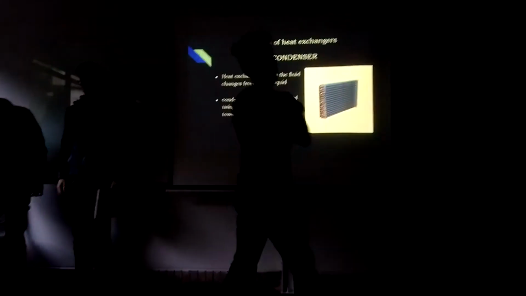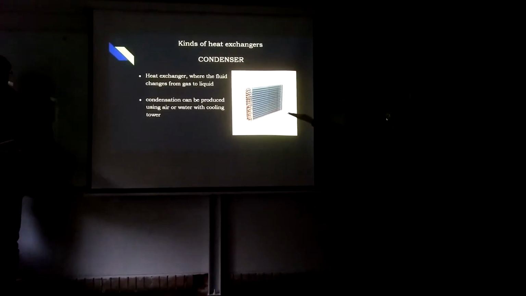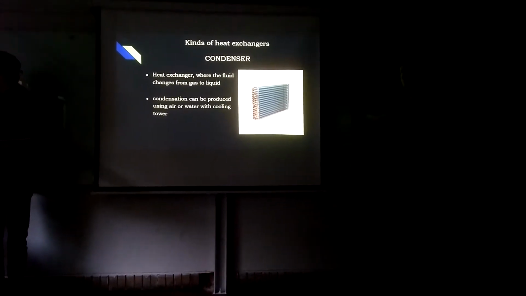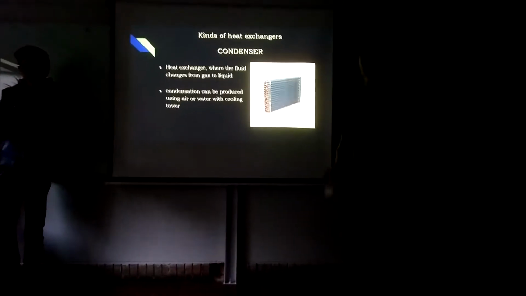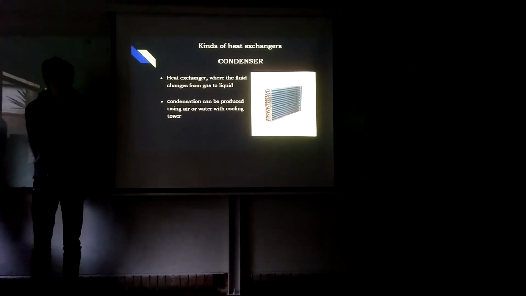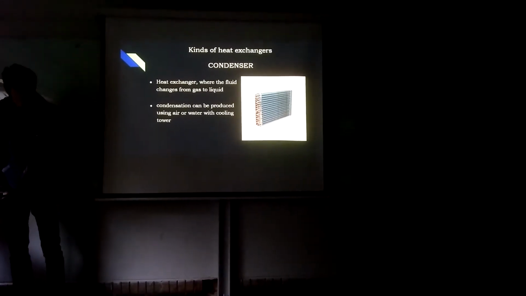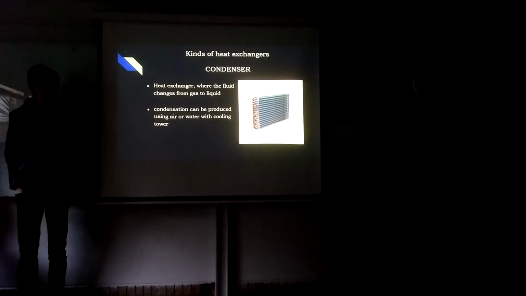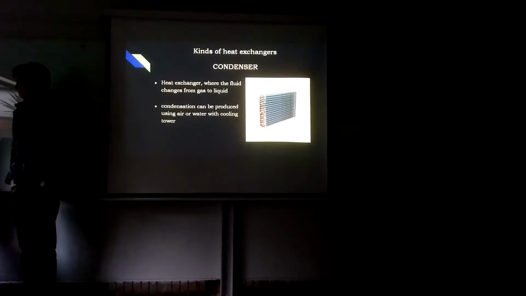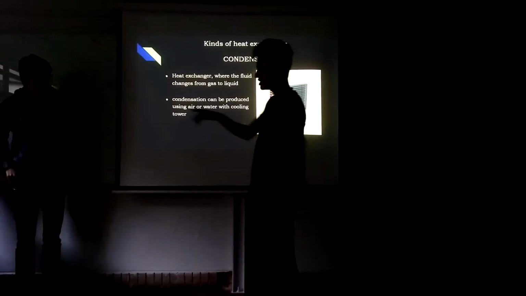Well, we can find four types of heat exchangers. The first one is the condenser. A condenser is a heat exchanger in which it is desired that the fluid that passes through it changes from the gas phase to the liquid phase through the exchange of heat. Condensation can be produced here in two ways. The first one is with air, with the use of fans, that means aero condensers, or the second way is with water, in a semi-closed circuit, with the use of a cooling shower.